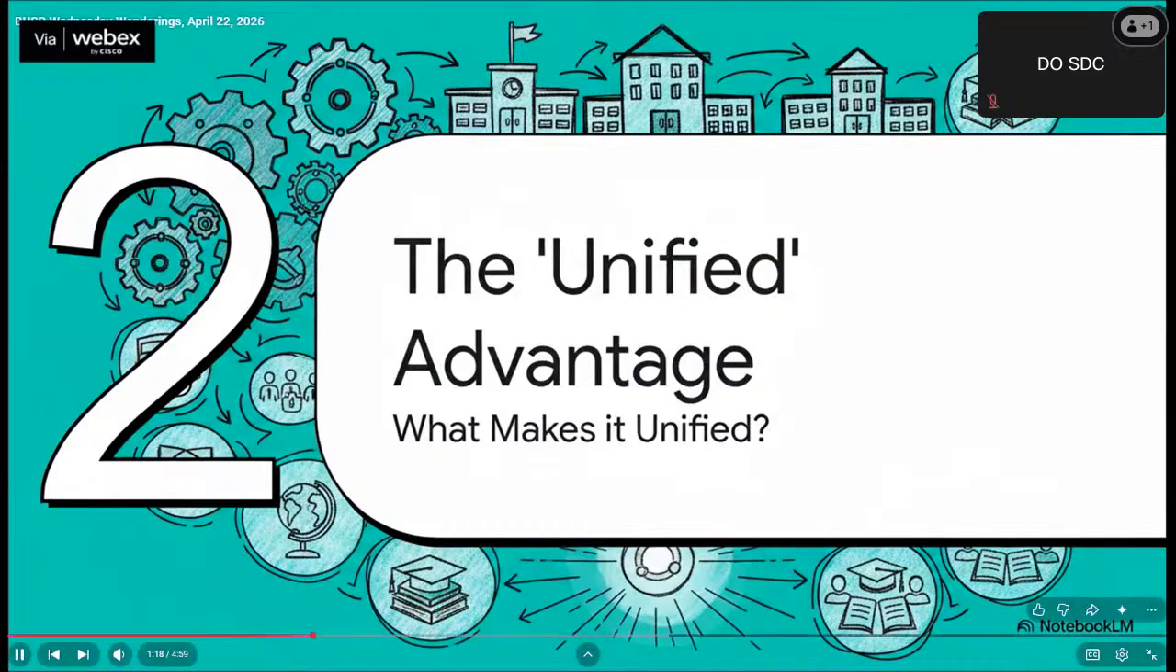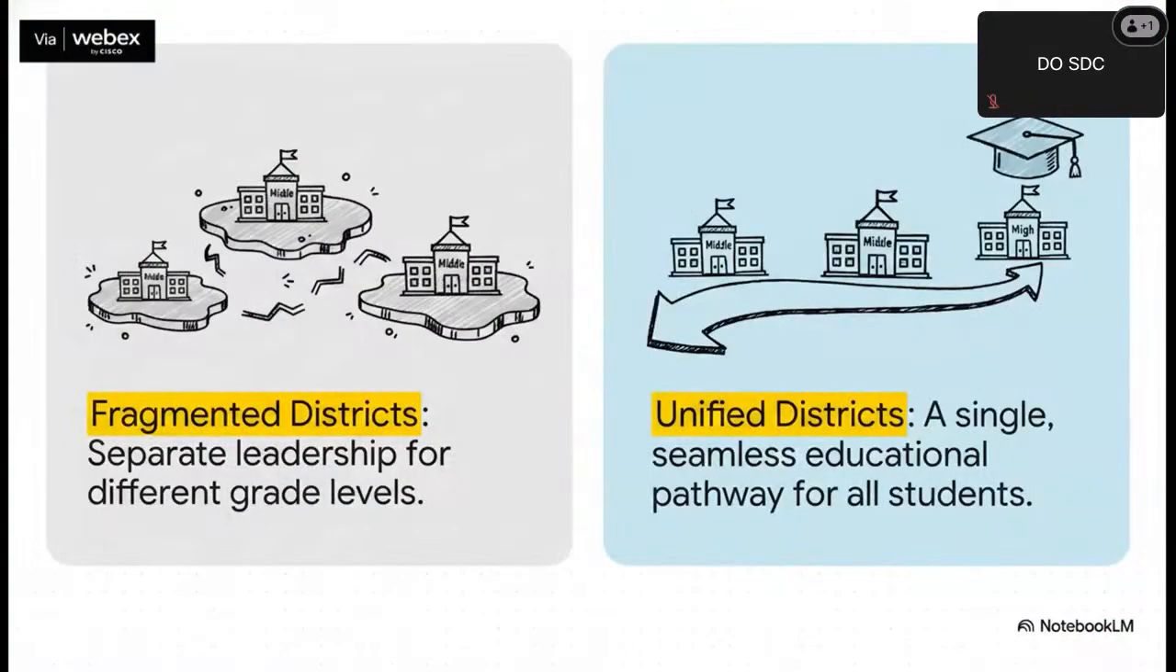Unified. This single word completely transforms how a student experiences their education, from day one all the way to graduation day. And this slide just lays it all out so clearly. On one side, you've got fragmented districts. Just imagine, the elementary school system has its own rules and leadership. The middle school has a different set. And the high school? Yep, another one. It can get pretty choppy, right?